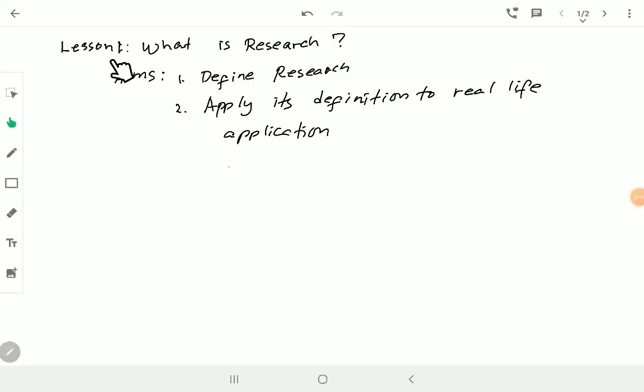Welcome to Lesson 1. Lesson 1 is all about what is research. And in this lesson, our objectives are to define research and apply its definition to real life application.